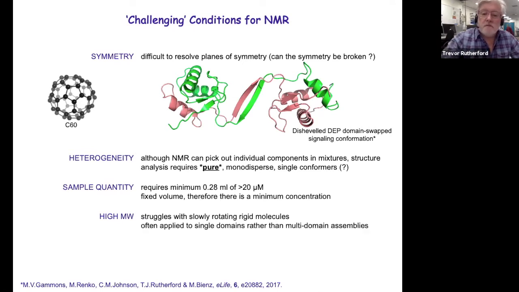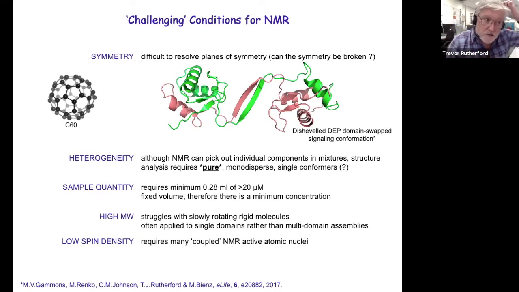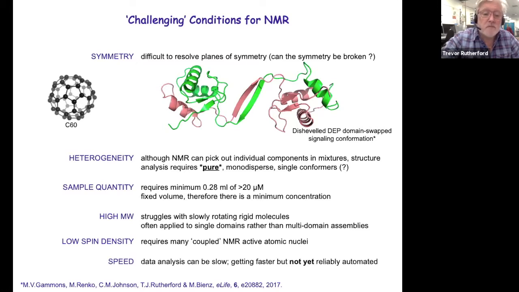Often applied to single domains rather than multi-domain assemblies, it says there. Low spin density. So something like DNA, for example: when you're looking at proteins, you have a huge number of spins to work with to get information from. But in DNA, you have a sparsity of the contacts. You have a very low spin density. And this is making structural NMR a lot more challenging a problem.